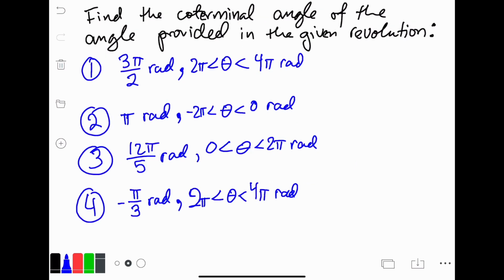Okay, so to review what we've learned, see if you can solve these problems on your own. So here you are given an angle. You need to find the coterminal angle of the angles provided that lie in the revolution given. So for the first question, you're looking for a coterminal angle that is between 2 pi and 4 pi, which is technically classified the second revolution. In the second question, you're looking for a coterminal angle in the negative first revolution. In the third, you're looking for a coterminal angle in the first revolution. In the fourth question, you're looking for a coterminal angle in the second revolution.